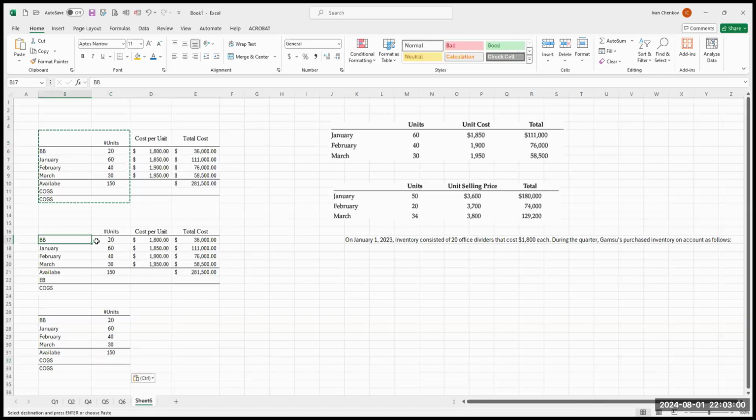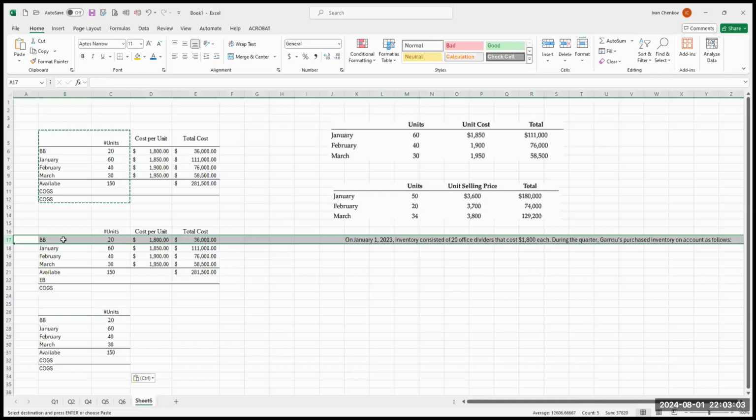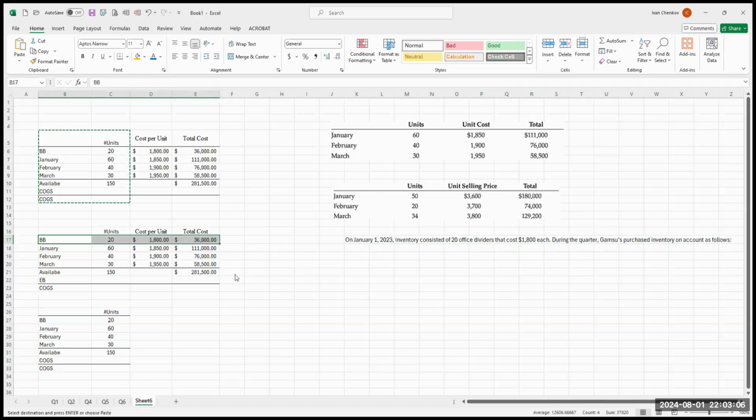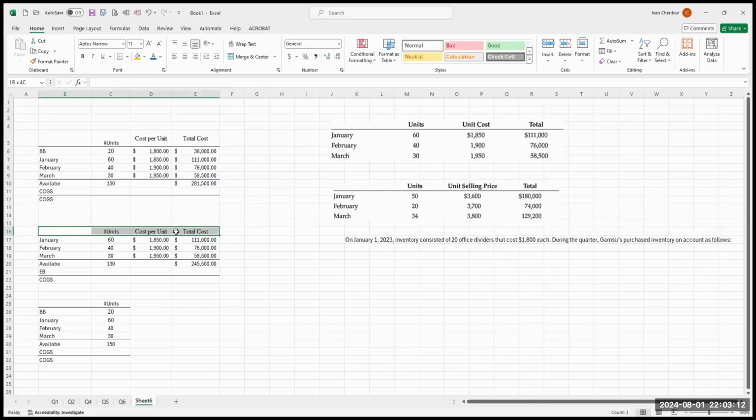On the sales price, obviously there will be no beginning balance. I can easily get rid of this row, and what I'm going to have are the units and my sales price. I set this again and total sales. That's going to give me total sales. So first, in January I sold 50 at 3,600. Then in February I sold 20 at 3,700, and in March I sold 34 at 3,800.